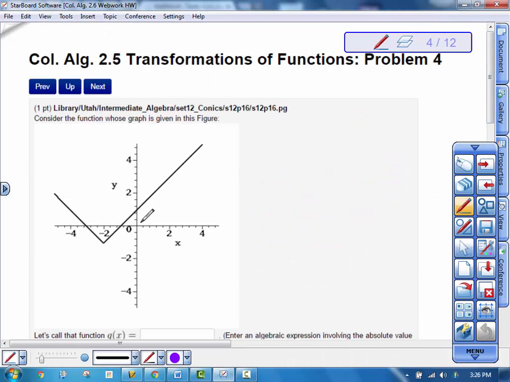All right, the next problem is an absolute value function. We know the parent absolute value function looks like this. The branches have a slope of 1, just like this one does. This one goes up 1 over 1. But it's been shifted back 2 units and down 1.